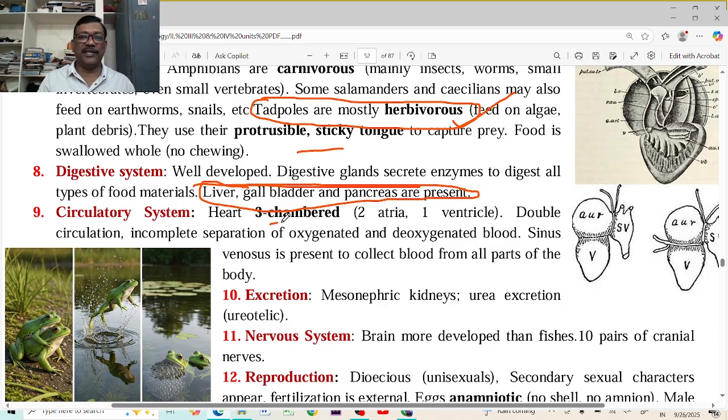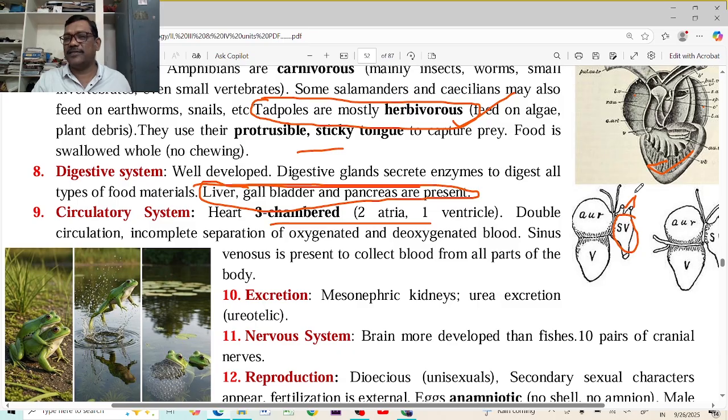The circulatory system has a three-chambered heart. Actually, in fishes only a two-chambered heart is there, but here a three-chambered heart is present. These are the right auricle and left auricle, and there is only one chamber, the ventricle. Behind this heart, the sinus venosus is also present in amphibians. The sinus venosus is located behind the heart.